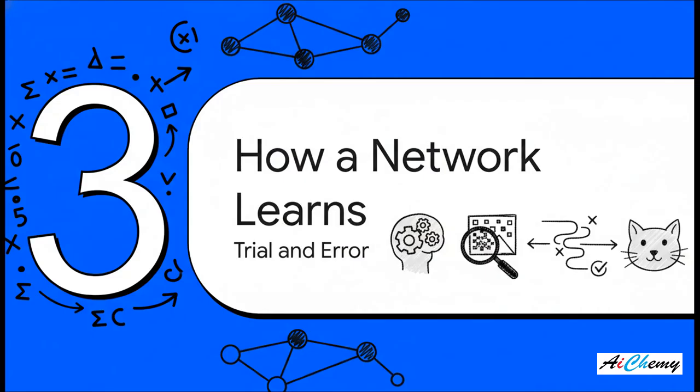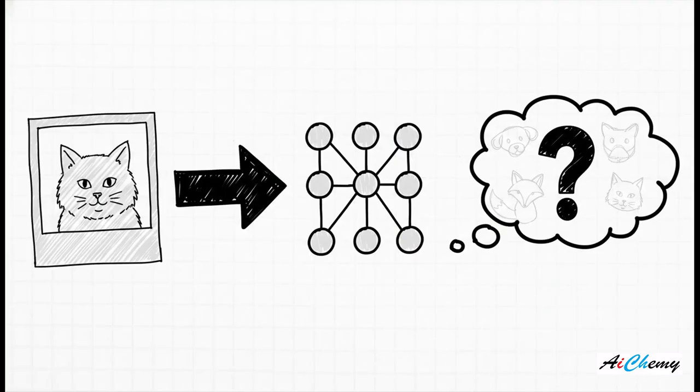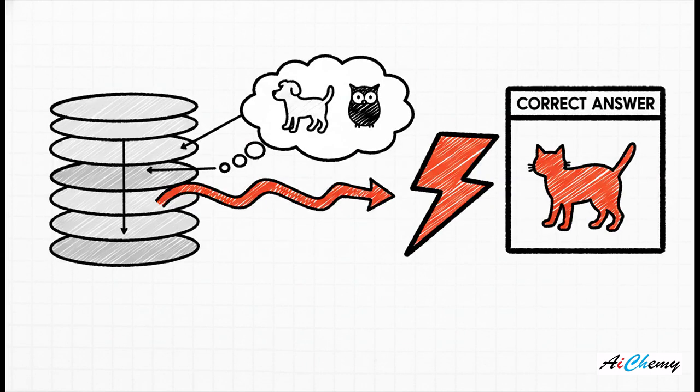All right, so we have the parts, but how does this thing actually learn? It's not like it just memorizes a bunch of photos. No, it's this really cool back and forth process of trial and error, all driven by math. Step one is called the forward pass. This is basically the network's first guess. You give it an image, let's say a picture of a cat, and the information flows forward through all the layers. At the very end, the network makes a prediction. It says, okay, based on what I know right now, I think this is a dog. Whoops, it got it wrong.